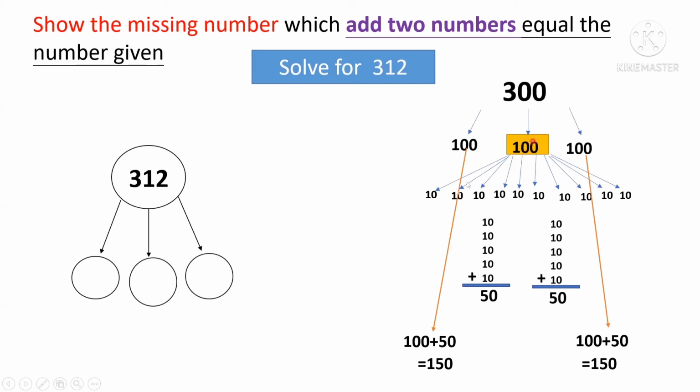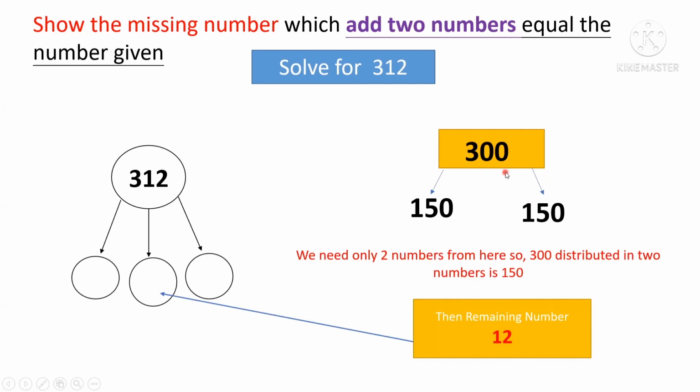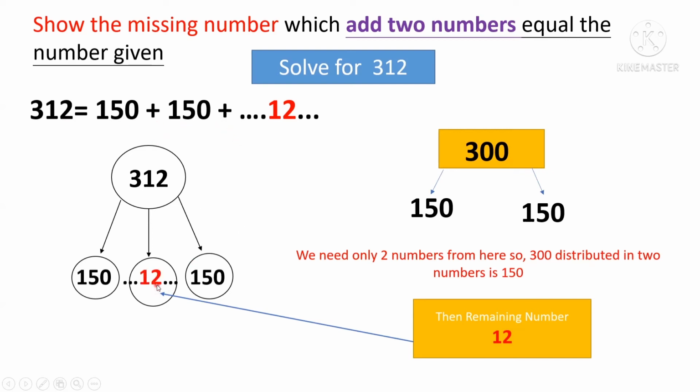We will take the 100, break it into the tens units, and then we will group these tens in equal parts. We have 50, 50, and then we will join it together. We will have 100 plus 50 is 150, 100 plus 50, 150, so we have 2 same numbers. So 300 when distributed equally is 150 and 150. Here the remaining number is 12. We will write it as 312 equals 150 plus 150 plus 12. We put number 12 over here.